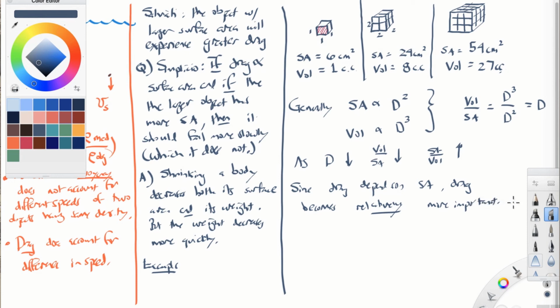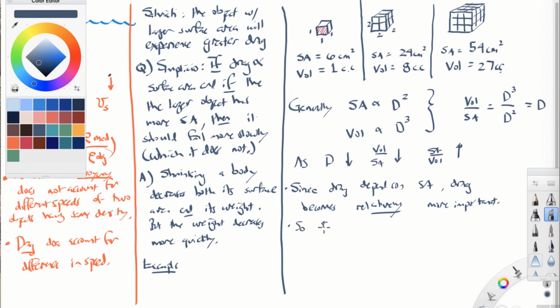So the very fact that this thing falls is due to the fact that it has some weight in the medium, right? So if it didn't have any weight in the medium, it wouldn't fall. So the fact that it has weight means that it falls. But the fact that it slows down due to drag, that depends on the surface area. And since the relative importance of the surface area to the drag gets larger, I'm sorry, to the weight gets larger as you shrink the object, the drag becomes relatively more important as it shrinks.